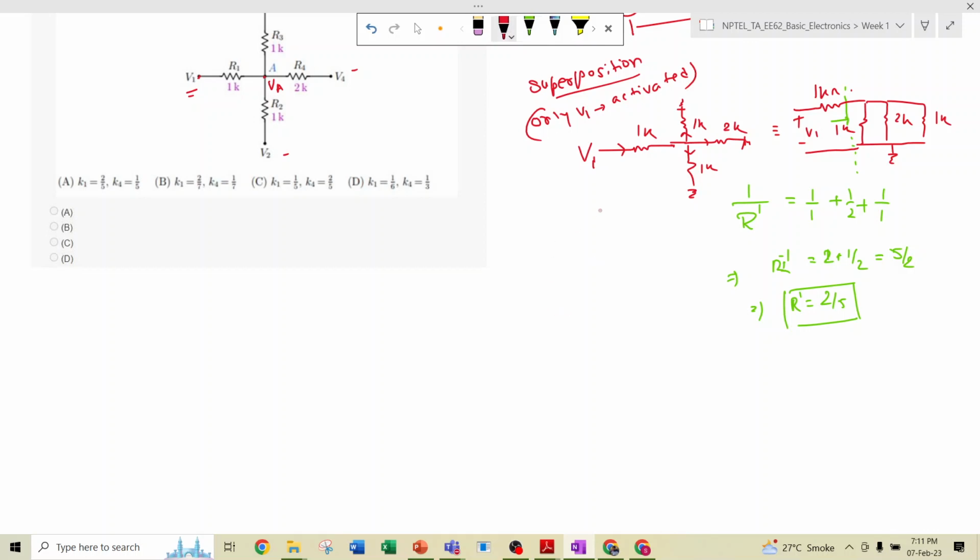Now you have the circuit: 1 kilo ohm, 2 by 5 kilo ohm, and here you have V1. So you need to find out this voltage. This is node A. You understood, right? This node is basically this node. These three are the same.